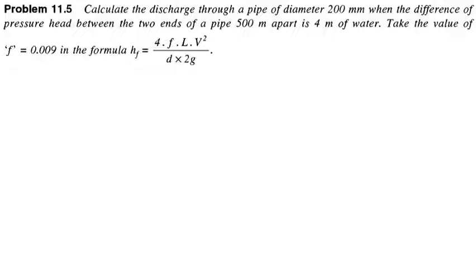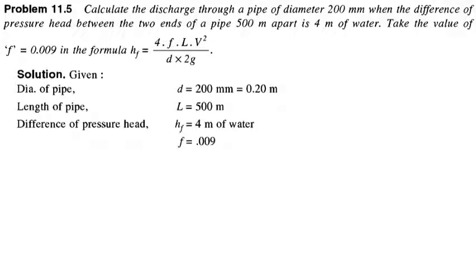Let's see a problem. Calculate the discharge through a pipe of 200 mm diameter. The difference of pressure head between the two ends of a pipe 500 meters apart is 4 meters of water. Take the value of f as 0.009 in the formula hf is equal to 4fLV squared divided by D into 2g. So the given quantities are the diameter of the pipe, which is 0.2 meters, the length of the pipe, which is 500 meters, the difference of pressure head, which is hf, as 4 meters of water, and f is also given, which is 0.009.